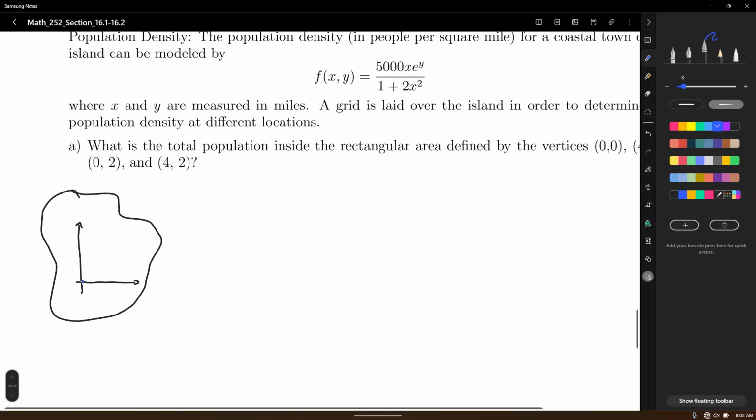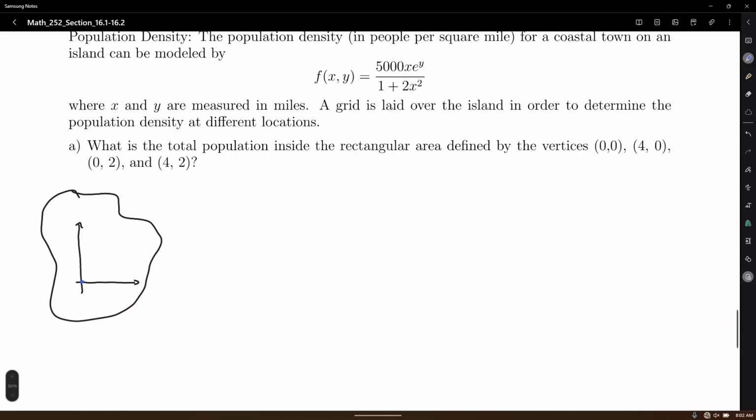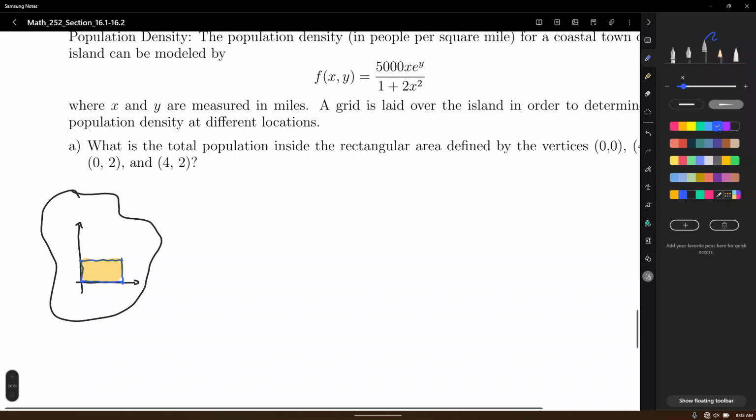We're interested in the rectangular region comprised by this bound right here. That is the origin. What else? The point (4, 0), (0, 2), and, no, (4, 2), and (0, 2). All right. So let's draw this rectangle. This will be our region R. Let's shade it. As usual, let's shade our regions of integration, and let's label this as our R.